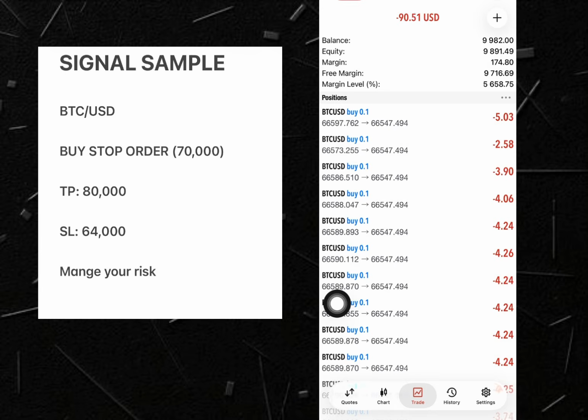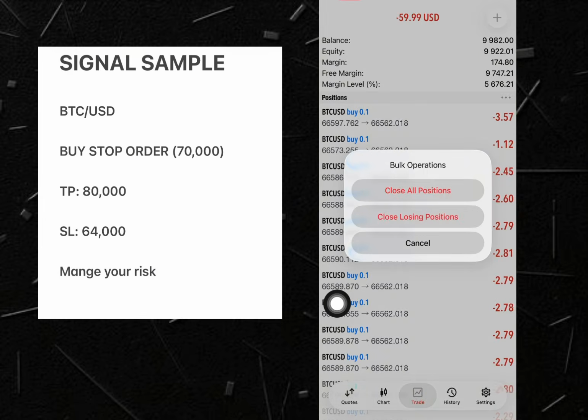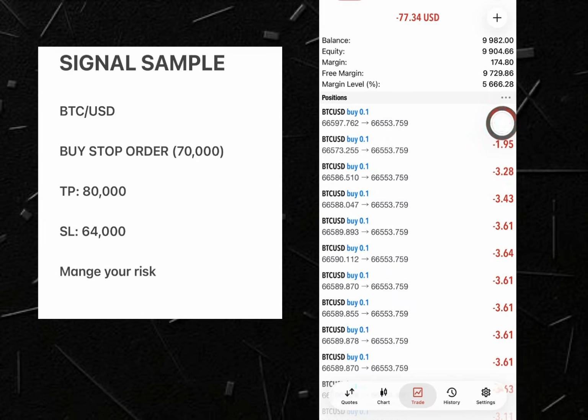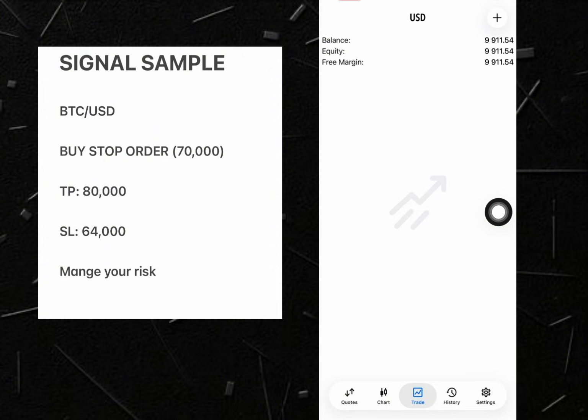Another way they tend to send signals, let's say there is a signal they send saying you are not going to enter the trade now. If you check these three dots here, you can close all positions all at once. Now another thing is we have signals that are pending orders, which means they are not telling you to buy now or to sell now.